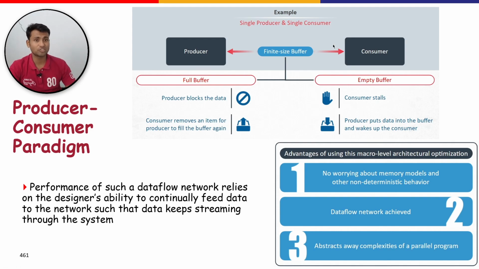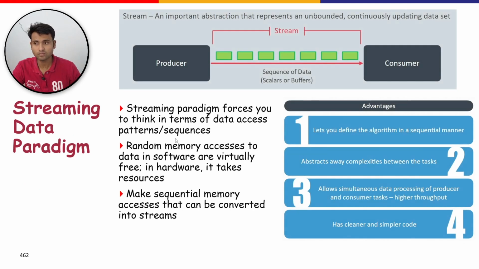Now let's look at the streaming data paradigm. A stream is an important abstraction. It represents an unbounded, continuously updating data set, where unbounded means of unknown or unlimited size. A stream can be a sequence of data, scalars or buffers flowing unidirectionally between a source called the producer process and a destination called the consumer process.